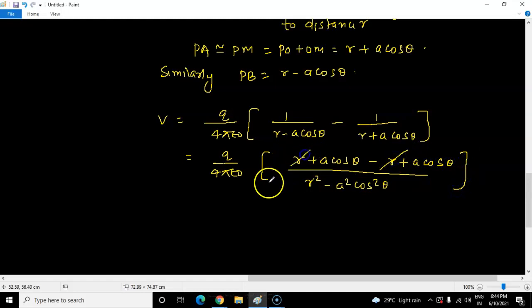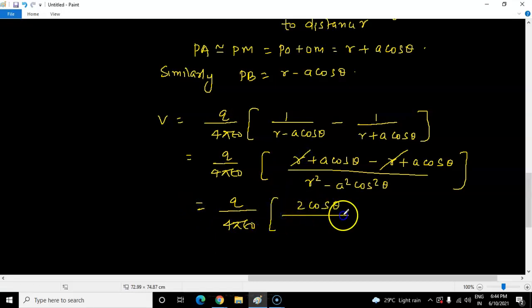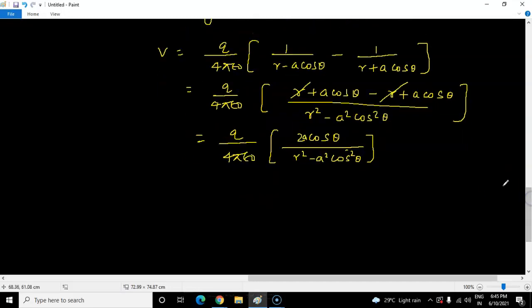This R and R will get cancelled. So you can write here Q by 4 pi epsilon naught, 2A cos theta divided by R square minus A square cos square theta. Any doubt in this?